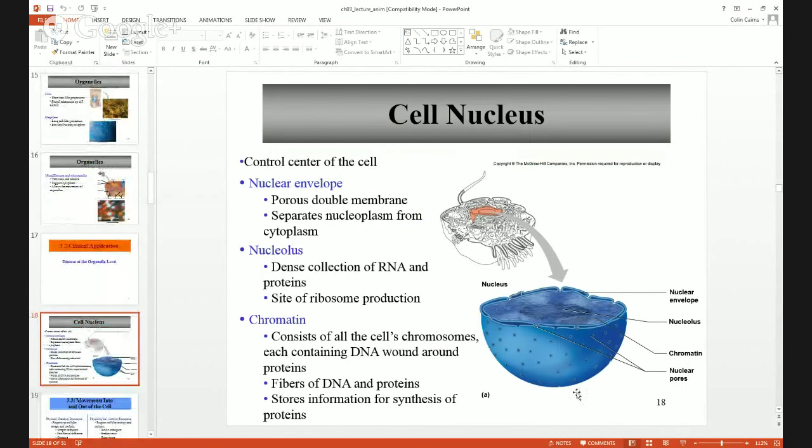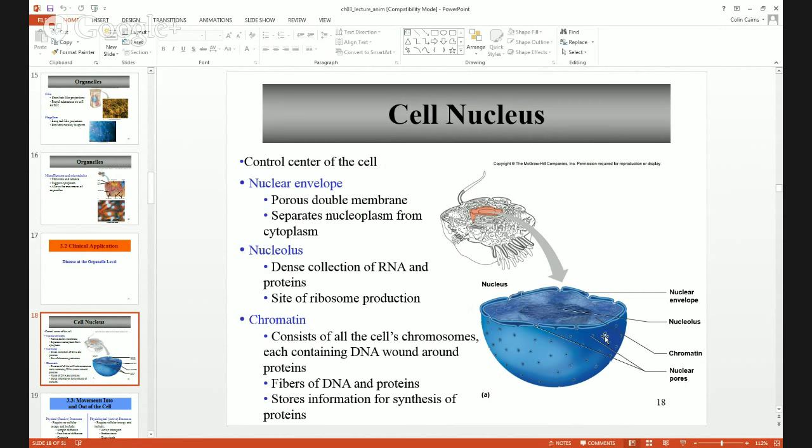And let's talk about the cell nucleus now. It has a nuclear envelope, which is a porous double membrane. It separates the nucleoplasm from the cytoplasm. The nucleolus inside is a dense collection of RNA and proteins, and it's the site of ribosome production. Remember, we talked about the ribosome as the site of protein synthesis. Well, in order to synthesize proteins, we first must have ribosomes, and they're produced in the nucleolus. The chromatin consists of all the cell's chromosomes, each containing DNA wound around proteins, and there are fibers of DNA and proteins in there, and they store information for the synthesis of proteins.